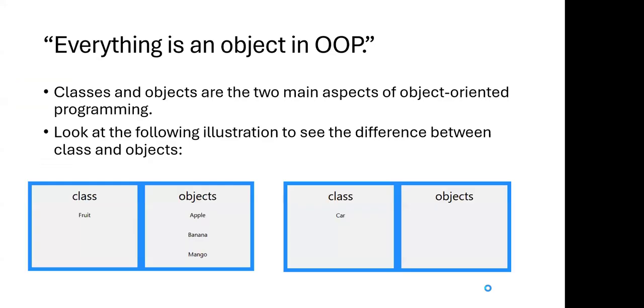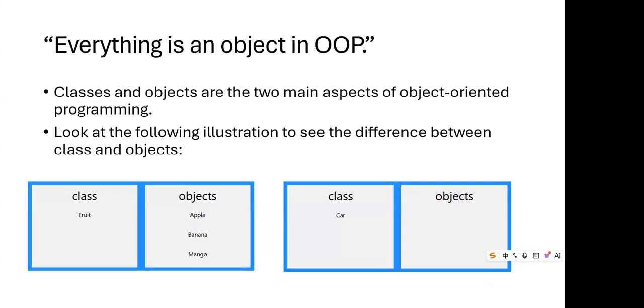So we have learned object-oriented programming, and last week we gained a deep understanding of the method, and now it's time for us to review some OOP concepts. Classes and objects are two main aspects of object-oriented programming, and as I illustrated in the slides, you can see the differences between classes and objects.